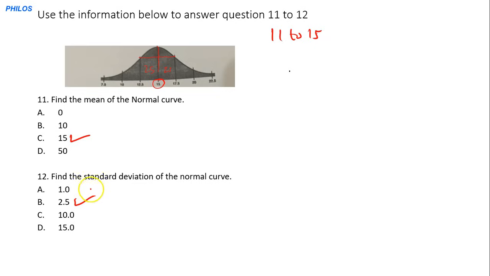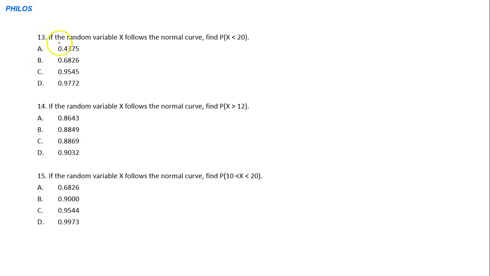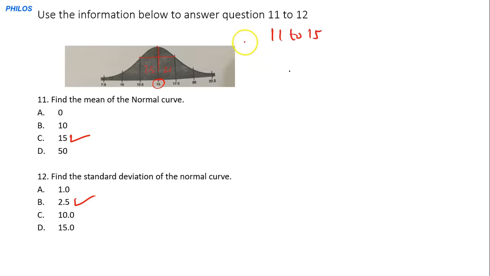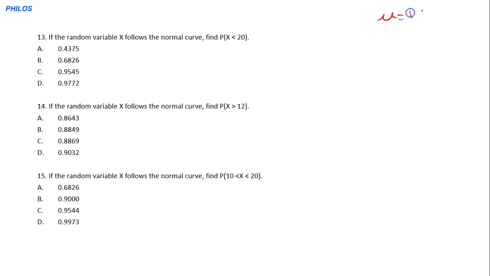So let's proceed to the next question. Question 13 says, if the random variable x follows a normal curve, find the probability that x is less than 20. So we need to find a z-score. And to get a z-score, we need the mean and the standard deviation, isn't it? So let's go back. We've gotten our mean to be 15 and our standard deviation to be 2.5. So to get a z-score here, it will be x, 20, minus the mean, divided by 2.5. So 20 minus 15 is 5, divided by 2.5, you get positive 2.00.